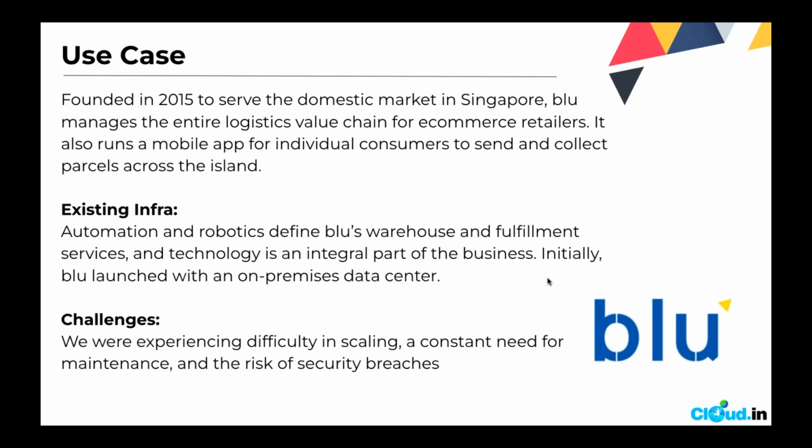So their existing infra was on an on-prem data center where they have been doing multiple automations related to AI, just to have the parcel handling be human-free. So they have been automating and leveraging multiple on-prem data centers where they have it.